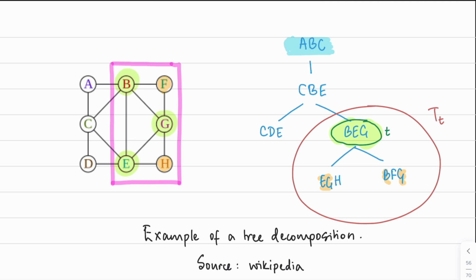And these are going to be our subproblems actually. So if we look at these subgraphs induced by the unions of the bags of the subtrees in the tree decomposition, those are the subproblems that we are going to be building on.